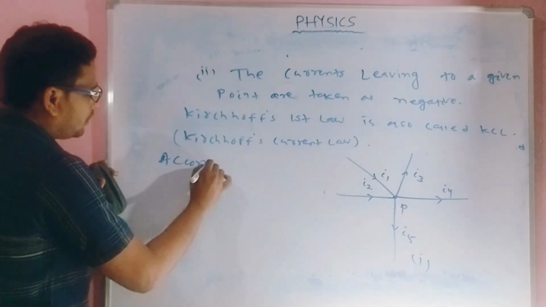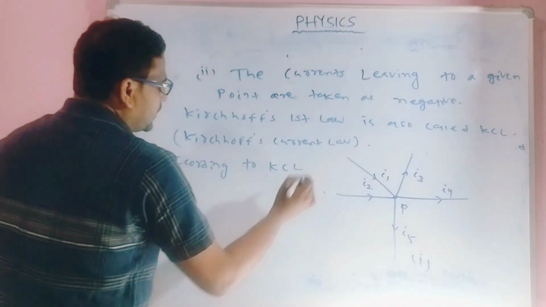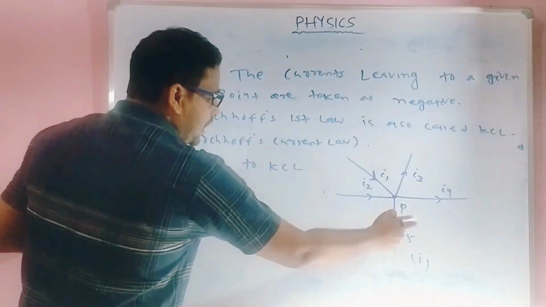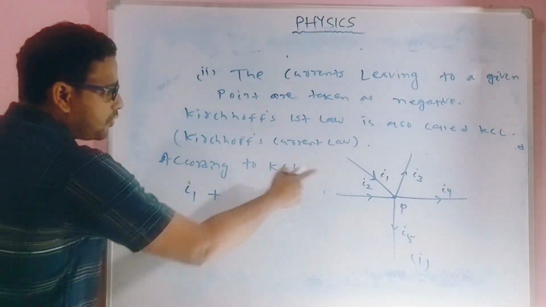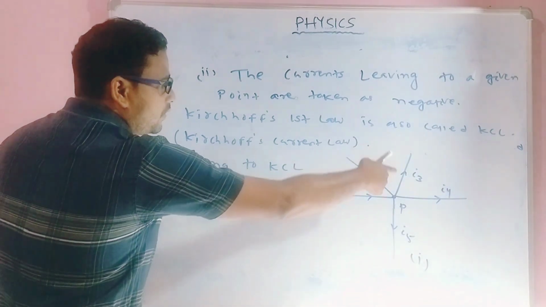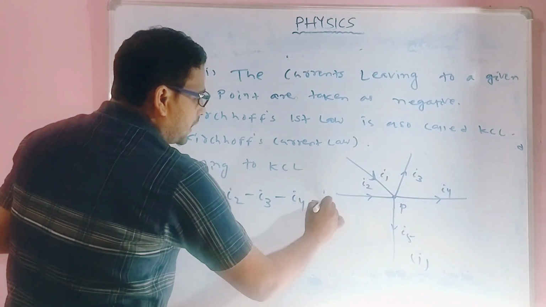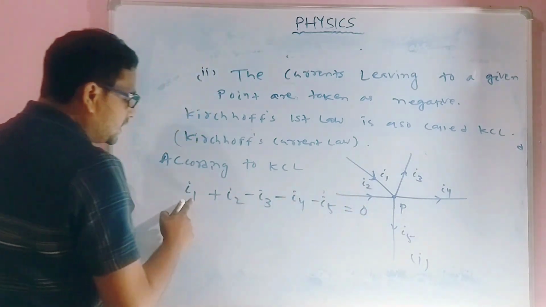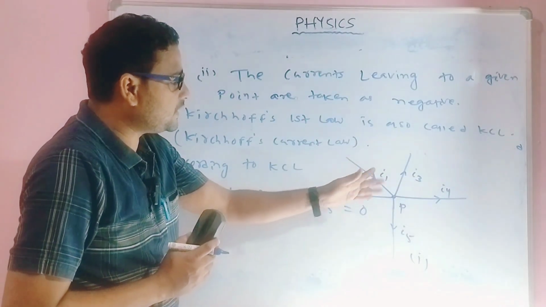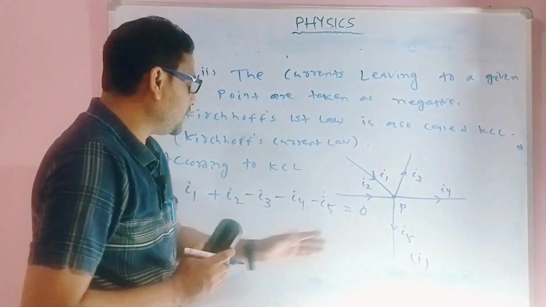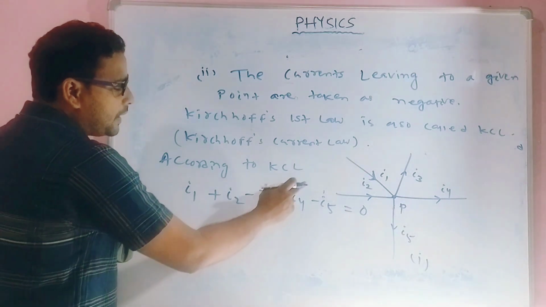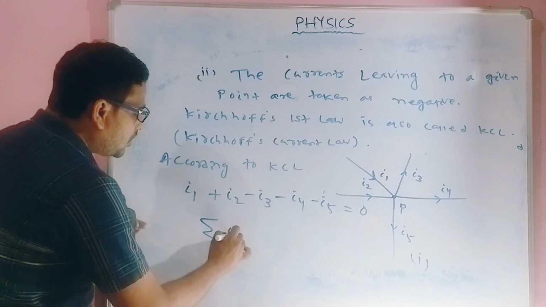According to KCL, the formula is: i1 is towards the point, that is plus i1, plus i2, minus i3 because it is leaving, minus i4, minus i5 is equal to 0. The algebraic sum of currents meeting at a point is 0. Current coming in is positive and going out is negative. So i1 plus i2 minus i3 minus i4 minus i5 is equal to 0, that means summation of i is equal to 0.